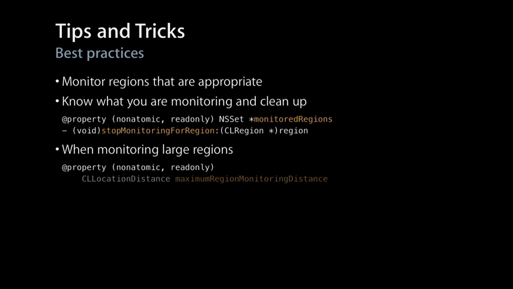Now, when monitoring large regions, the first thing you want to do is check what the maximum region monitoring distance is. This will ensure that you can still monitor the large region that you want to. If your region radius is larger than this maximum distance, then the registration will fail.